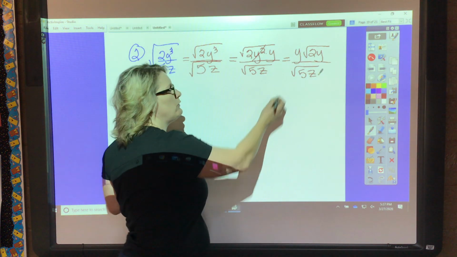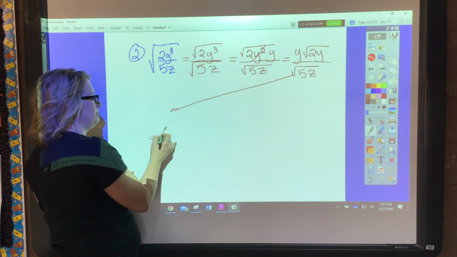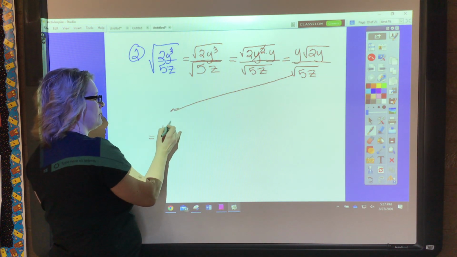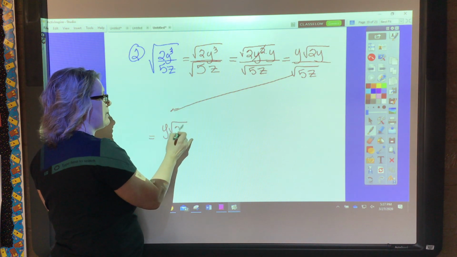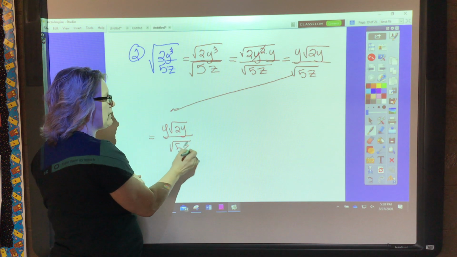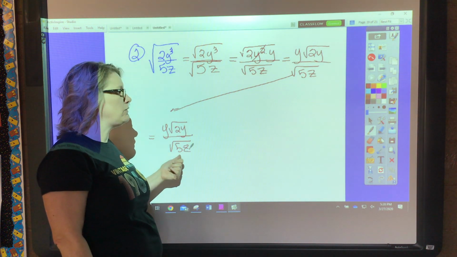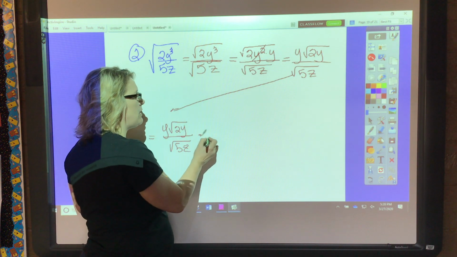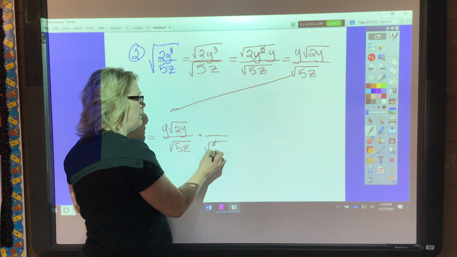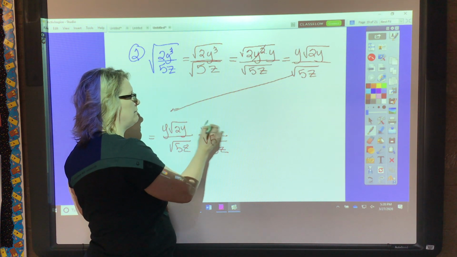Okay, I'm out of room, so I'm going to rewrite my problem down here. Just give me a moment to gather my thoughts and redo this. Okay, why am I rewriting it? I don't like this in the denominator. This is a no, no, no, no, no. So we're going to multiply top and bottom by that denominator, square root of 5z.